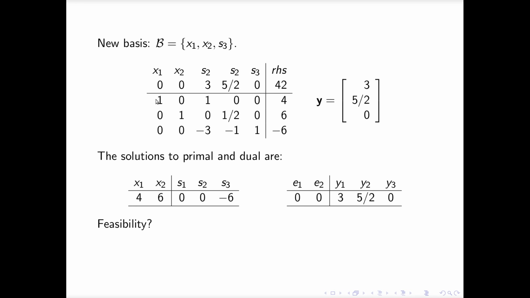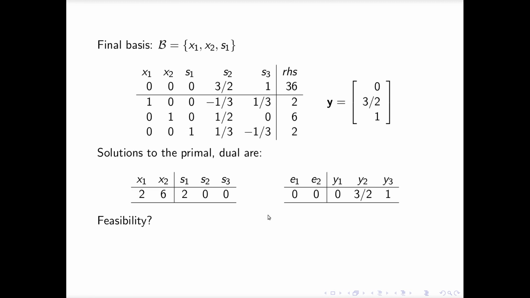Similarly over here, it looks like X1 is 4, X2 is 6, S1 is 0, S2 is 0, S3 is minus 6. So what do we see here? This basis gave me a feasible solution for the dual, but infeasible for the primal. Dual is feasible, primal is infeasible. But again, I wonder if there's a relationship here between these two solutions. I think you're starting to see it. Okay, how about another one?